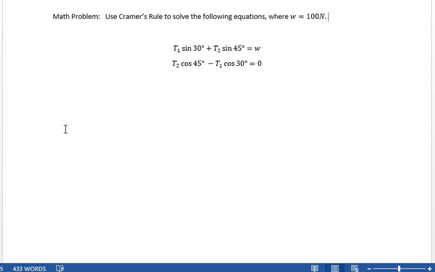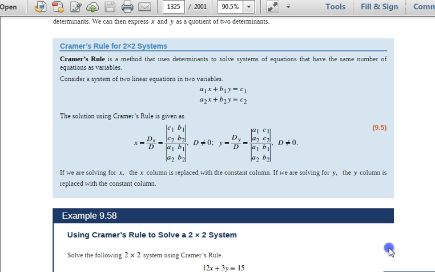Okay, the math problem in the Chapter 4 homework was to look at Section 9.8 of the pre-calculus text and learn how to use Cramer's rule. Cramer's rule is just a simple way to solve a set of equations without having to go through all the algebraic manipulation. We basically do all the algebraic manipulation through Cramer's rule and come up with a solution.